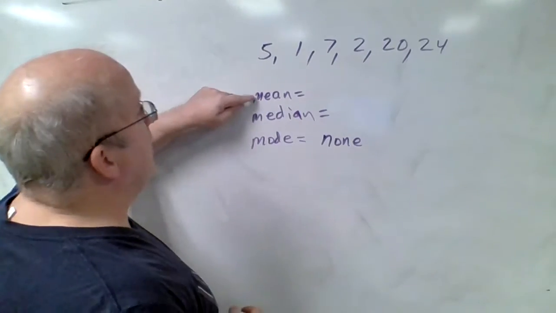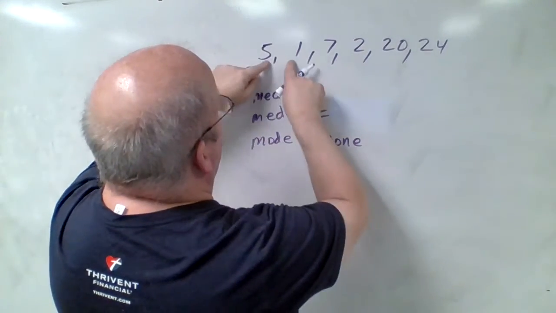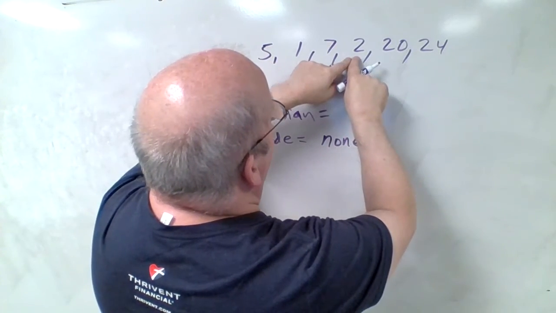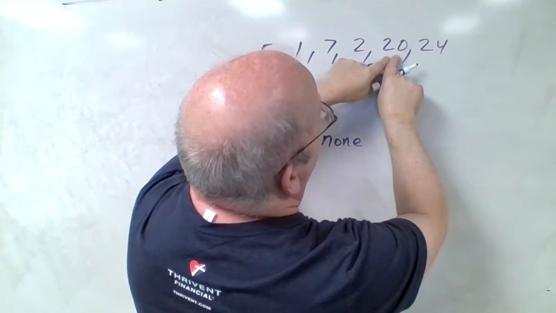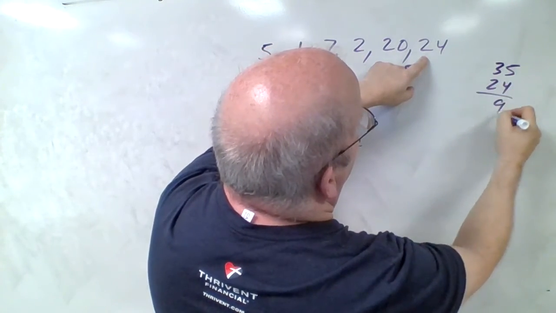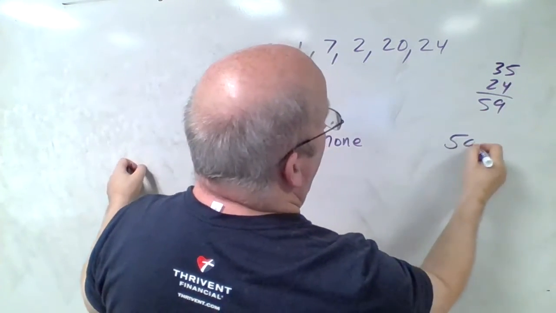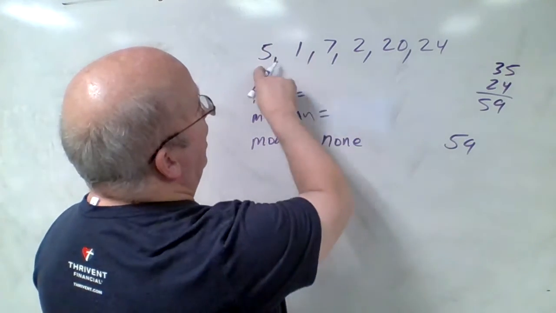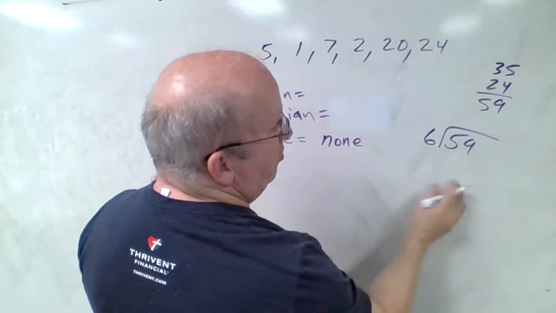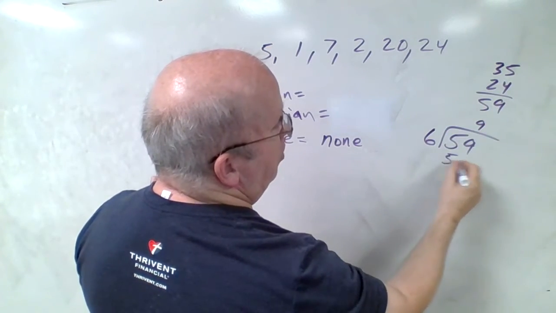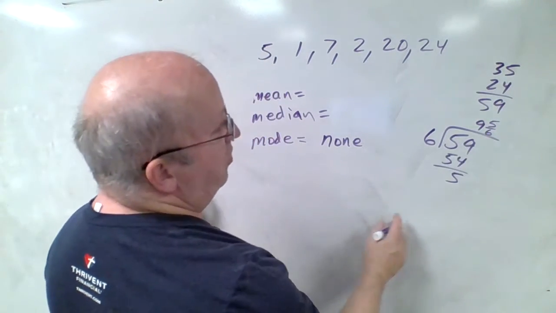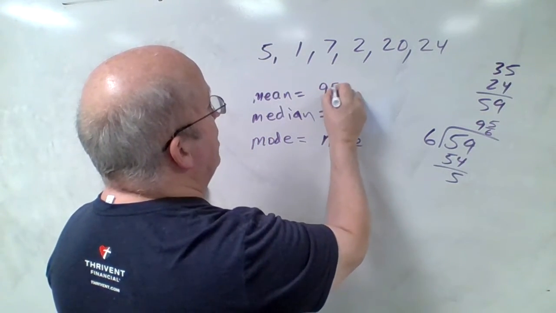How do I find the mean? Well, I add up all the numbers. These two add up to 6, plus 7 is 13, plus 2 more is 15, plus 20 is 35. 35 and 24 is 59. And then I take that 59 and I divide by the amount of pieces of data, which in this case there's 6 of them. And so that goes into it 9 times. And I get 9 and 5/6 as my mean.